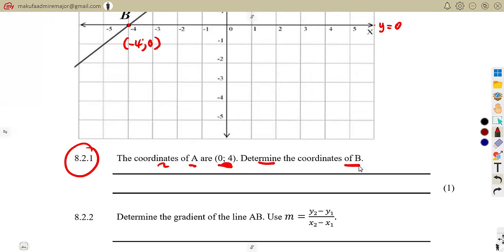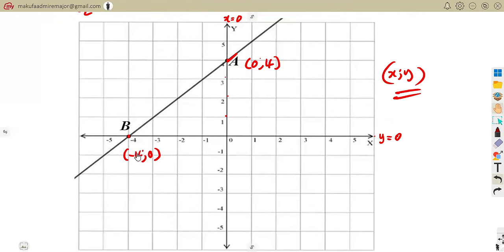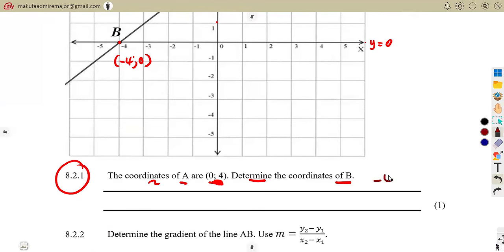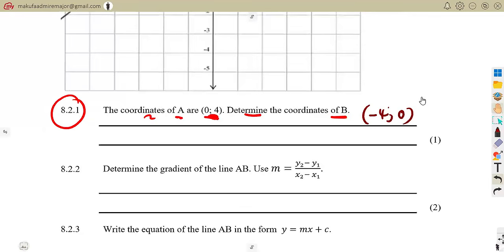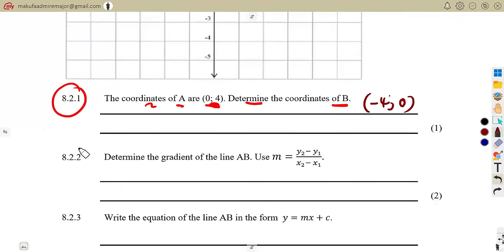Determine the coordinates of B. So already, guys, this is what I was mentioning here. Our A and B. So B is what? Minus 4, 0, already given that. So if you check the graphs I mentioned about how taking these coordinates, the value of X and the value of Y, so they said direct part, and also calculating of the gradient, I talked about this.